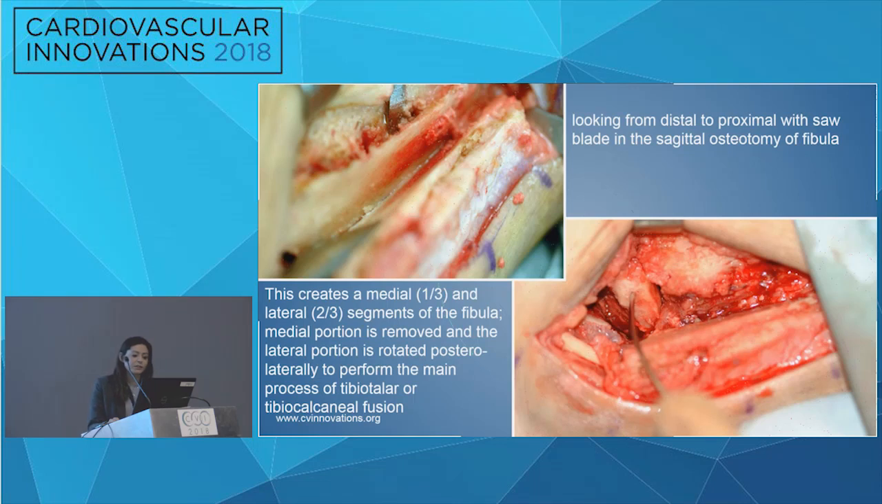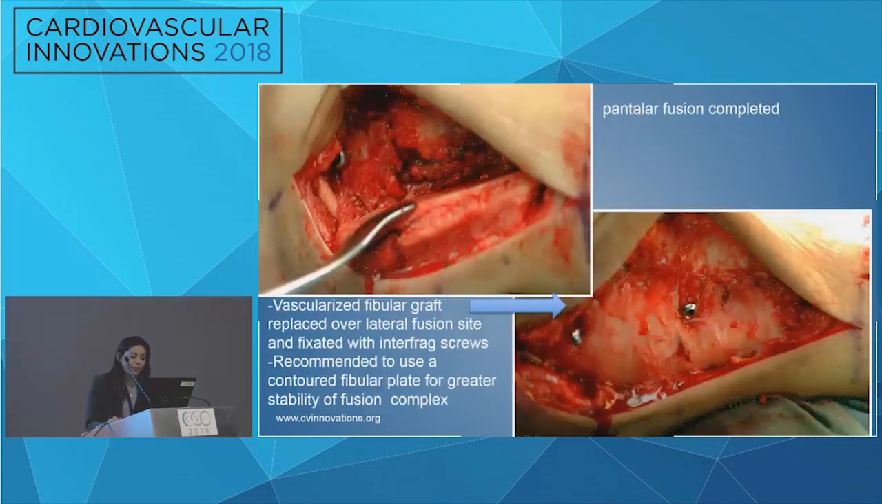So looking from distal to proximal, you can see the saw blade and the sagittal osteotomy of the fibula on the left picture, and then this creates, on the bottom right, medial 1/3 and lateral 2/3 segments of the fibula. The medial portion was then removed, and the lateral portion is then rotated posterolaterally to perform the main process of the tibiotalar, or the tibiocalcaneal, fusion. So this is when the talar fusion was completed.